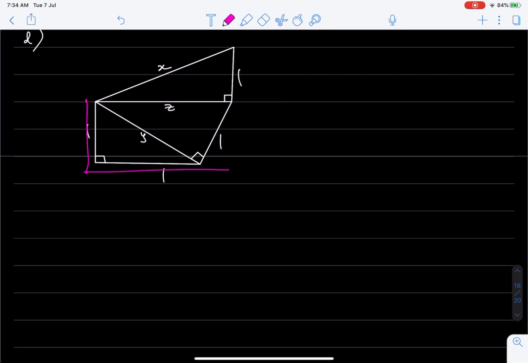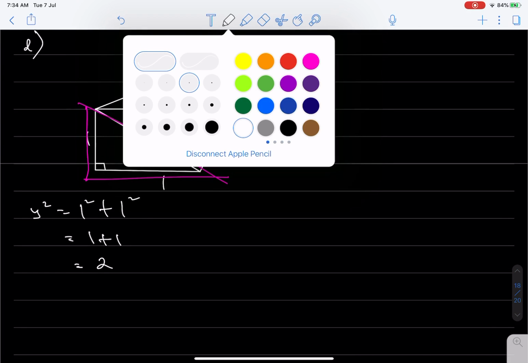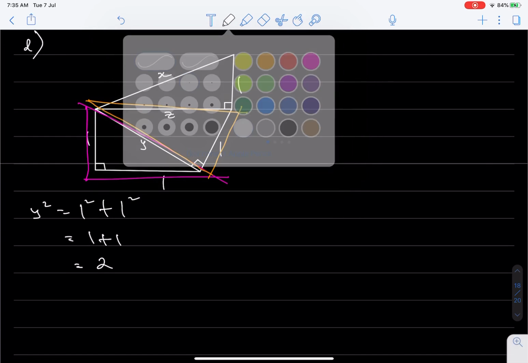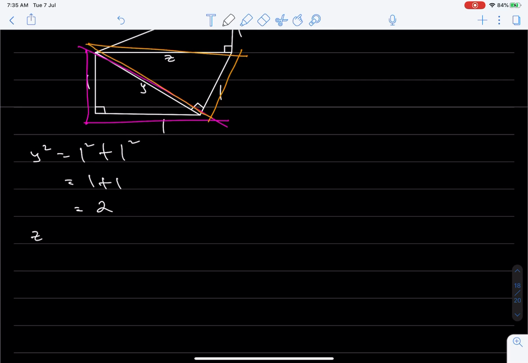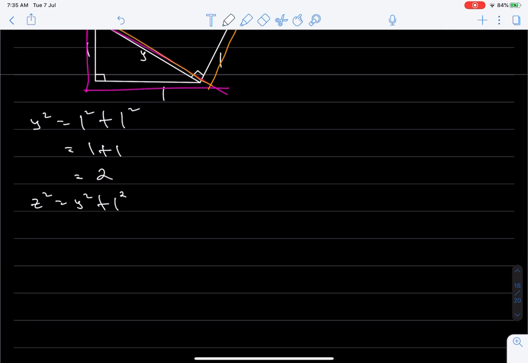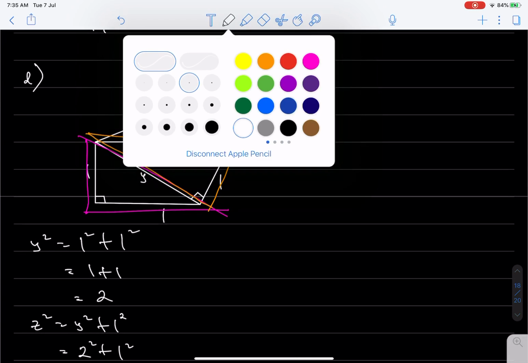From this right angle triangle, y squared, because y is hypotenuse, y squared is 1 squared plus 1 squared, and that's 1 plus 1, which is 2. Now we can use that value of y to find z squared. You look at this right angle triangle, the one containing z. In that right angle triangle, z is the hypotenuse, so we say z squared equals y squared plus 1 squared. y squared plus 1 squared means 2 plus 1, which is 5.